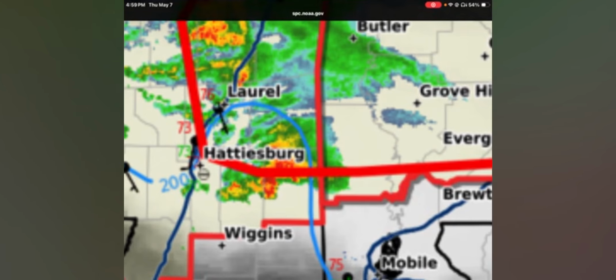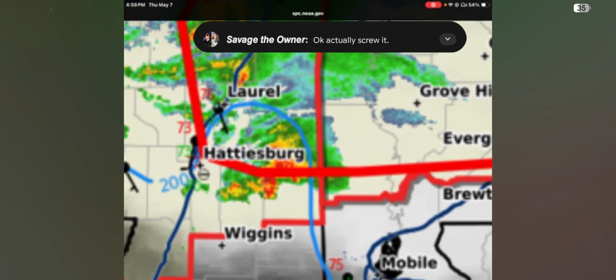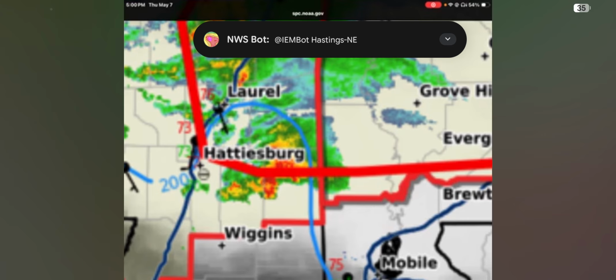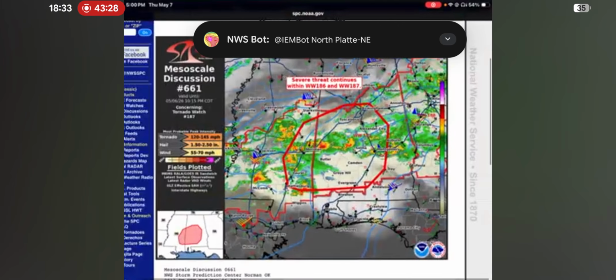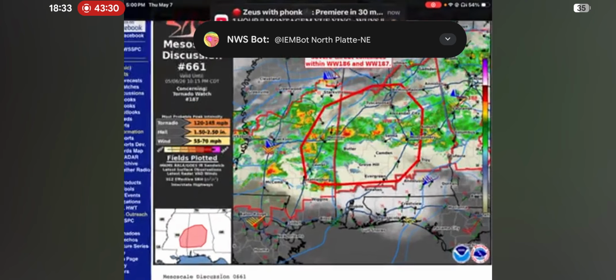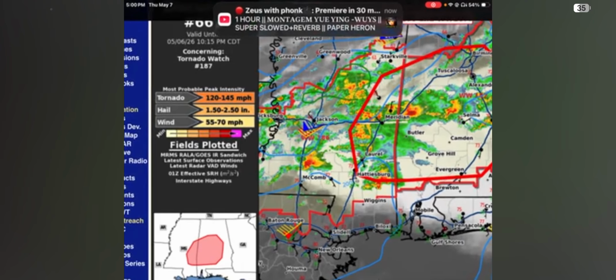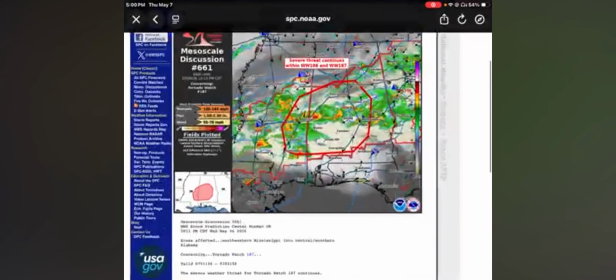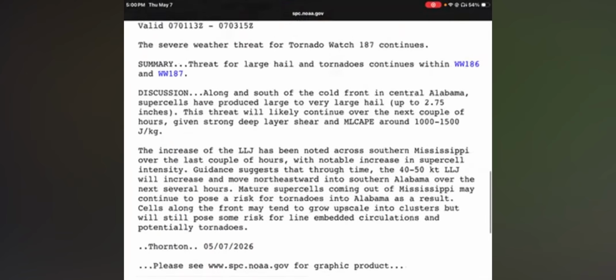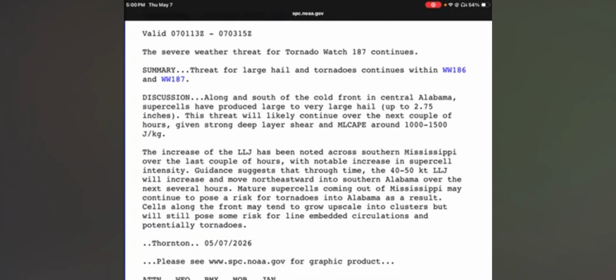There's a supercell that's south or east of Hattiesburg and northeast of Wiggins, southeast of Laurel. So fields plotted: radar, satellite, surface observations, radar VAD winds, 1Z effective SRH, and interstate highways. So, discussion. Sometimes I'm not going to read the summary, sometimes I am.